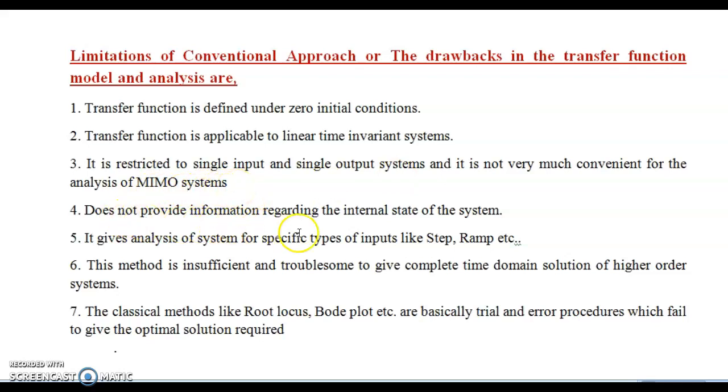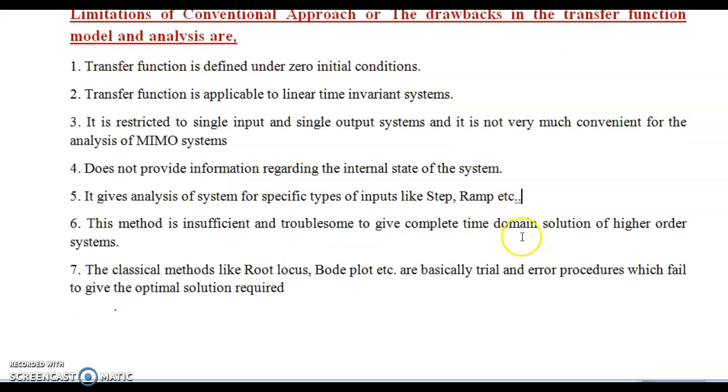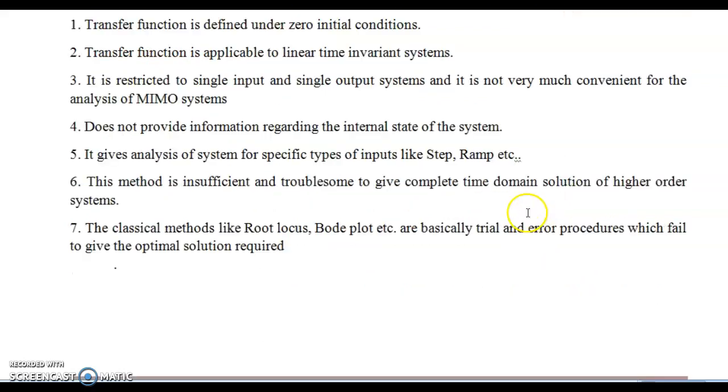Next, it does not provide any information regarding the internal state of the system. It gives the analysis of the system for specific types of inputs like step, ramp, parabolic. Already you have studied, right? It is applicable only for these inputs. And the conventional method is insufficient and troublesome to give the complete time domain response, and it fails for higher order systems.